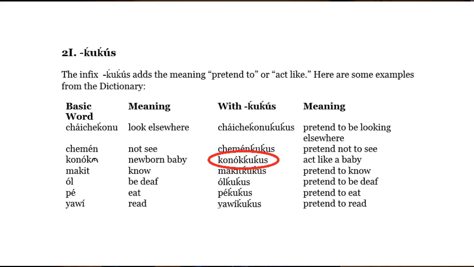Look through the rest of the list. Pretend to know, makit kukus. Pretend to be deaf or act like you're deaf, ol kukus. Pretend to eat, pe kukus. Pretend to read, yawi kukus. Aren't these great?